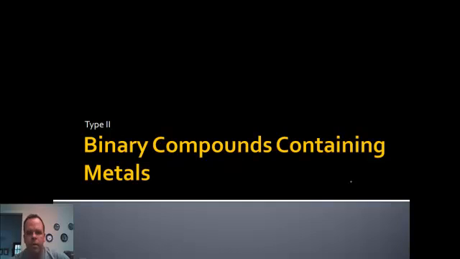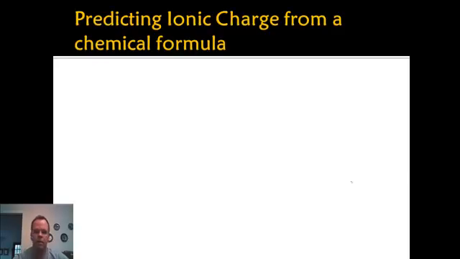The next case we want to look at is what your textbook refers to as the type 2 binary compounds that contain metals. In this case, we're going to have ions that do not have a charge in the list of common charges that we looked at earlier in this chapter. So we are going to need to be able to communicate what that charge is in the compound and predict what that charge is when looking at a formula.